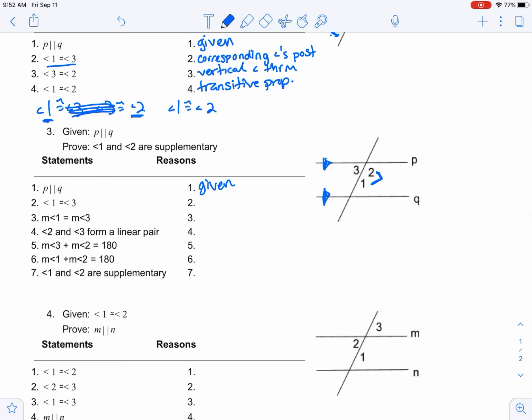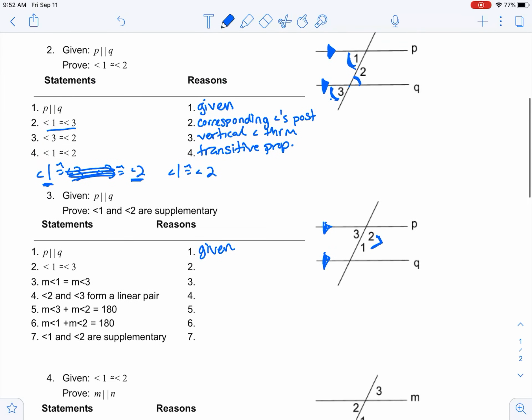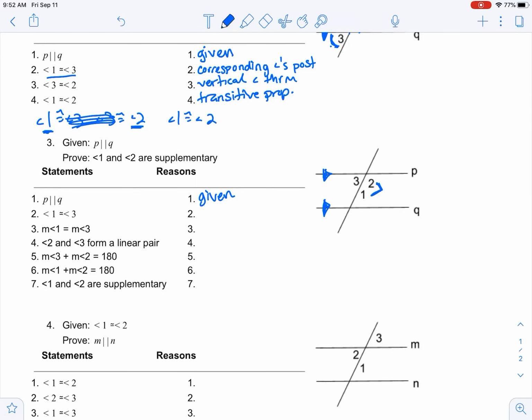do I agree that angle 1 and 2 are supplementary? Yep. Remember, whenever we can draw this little arrow between two parallel lines, we have consecutive interior angles. Consecutive interior angles add to 180. So I agree with that, but why can we say that? What's the proof behind it that made that rule? So let's look at it.